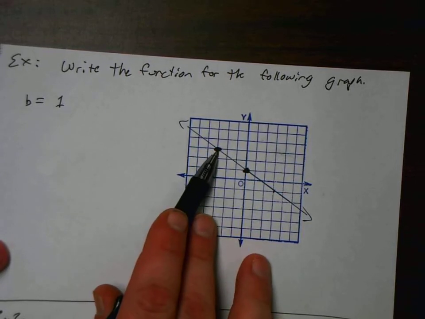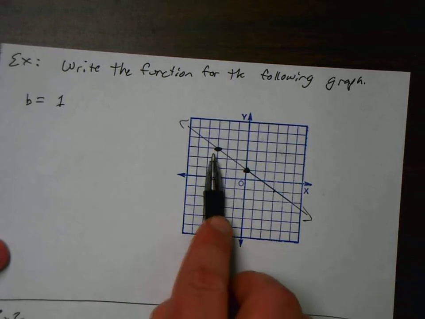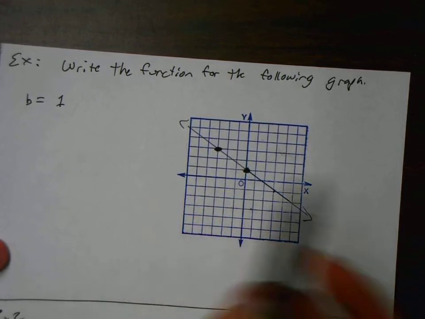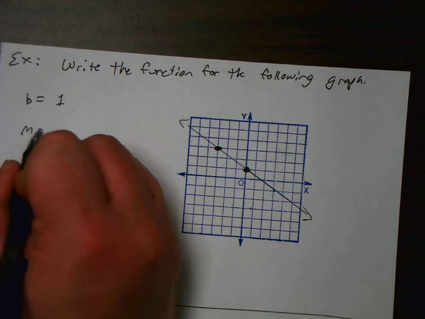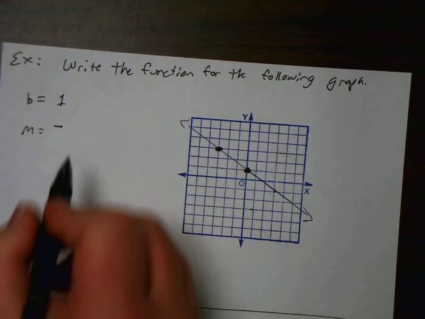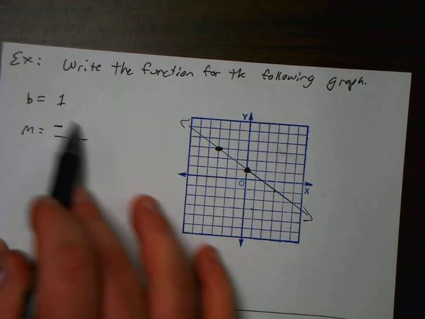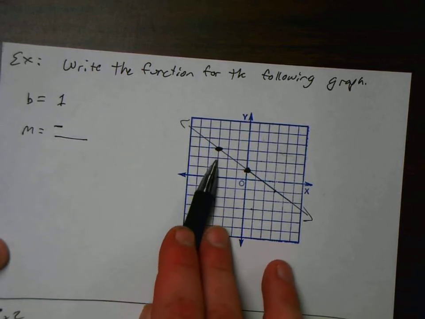So I need to figure out that I go up. If I'm going to go from this point to this point, did I go up or down? And clearly I went down. So my slope is going to be negative. All right, here's my fraction that I'm working on.